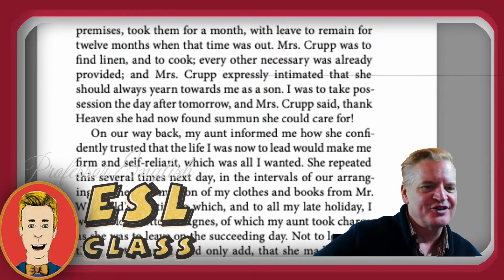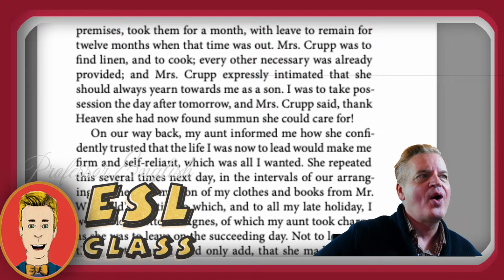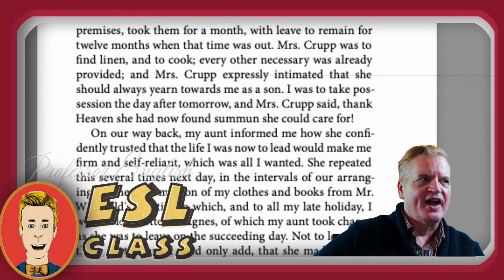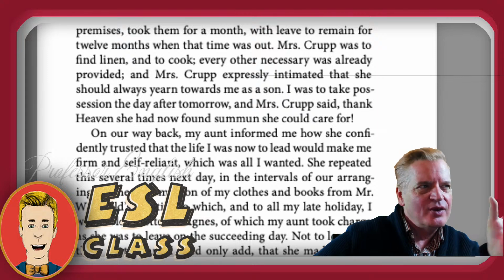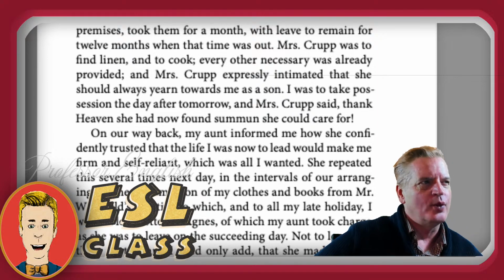Forgot to fall. I have to fall there. Always yearn towards me as a. So always is emphasized. It's higher in its pitch. And then we go to this long string of words. It just becomes one word. Yearn towards me as a. Always yearn towards me as a son. See that? Up, down, up, down.